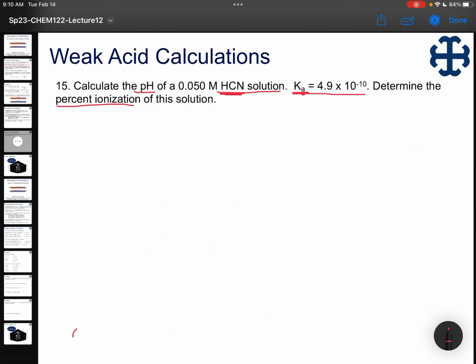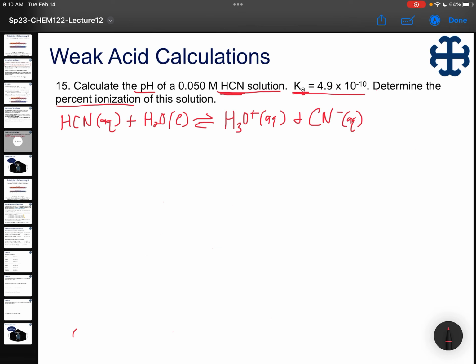And so if we think about HCN acting as an acid with water, it will, in a solution, interact with water as a pure liquid, and that will be in equilibrium. So if HCN is our acid, it is going to donate a proton to water, and so that will give us H3O+, which is a molecule we call hydronium, right? And it will also give us our conjugate base, which is CN-.